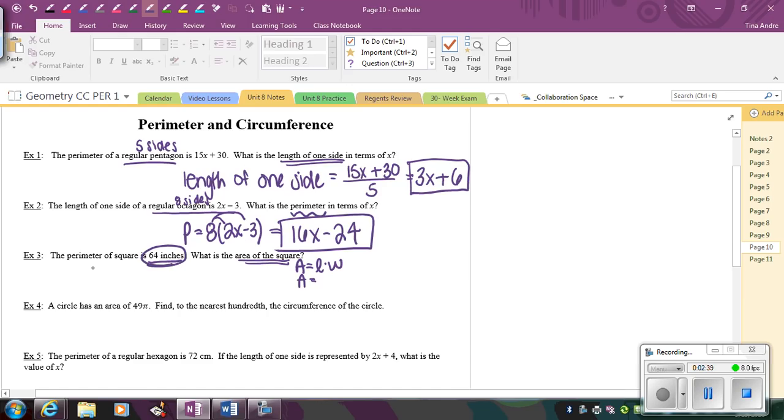So what you're going to do is take your 64. If the perimeter is 64, one side would be 64 divided by 4. When we do that, we end up with 16. Then for area, it's going to be 16 times 16, or 16 squared. So you get 256. My units here, for the side length, it'll be inches. Perimeter is inches, but for area, it's going to be inches squared.